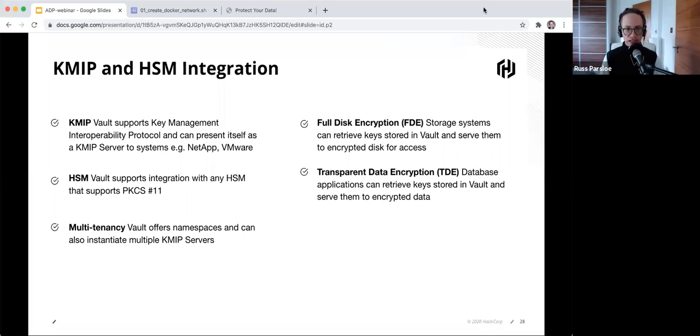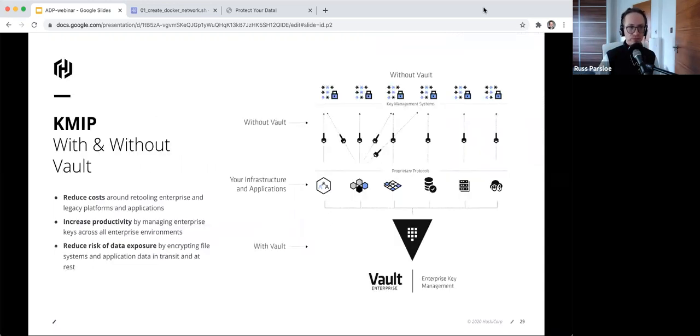And then things like TDE, so transparent data encryption as well. So, when my database is persisting data to disk, I want to make sure that it is going to be encrypted. So things like MySQL and MongoDB support KMIP for those types of operations as well.